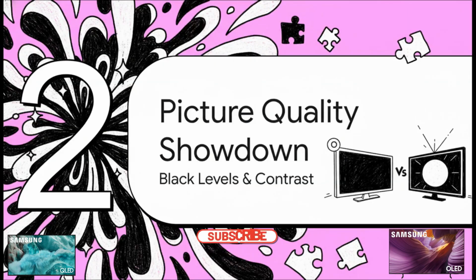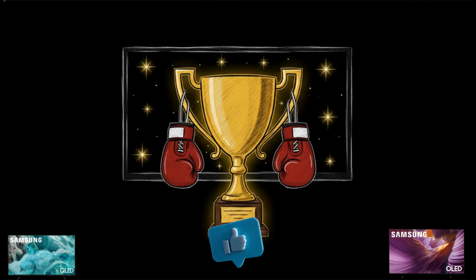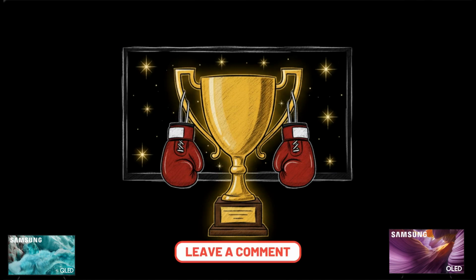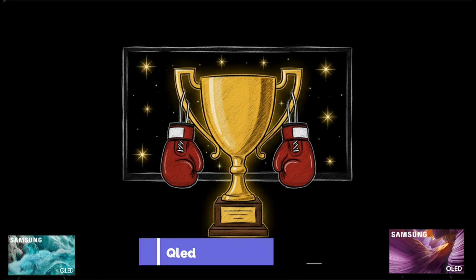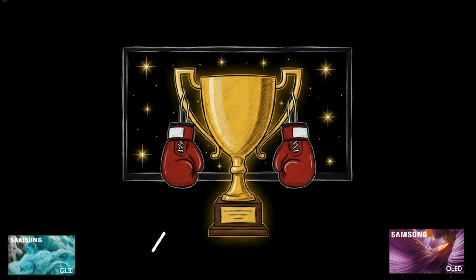Round one is all about black levels and contrast. And just about any expert will tell you, this is probably the most important part of getting an amazing picture. And boom! Right out of the gate, we have a clear winner. It is OLED, and it's not even close. You see, because each pixel is its own little light, to make perfect black, an OLED pixel just turns off. That's it. It emits no light at all. We're talking pure, absolute black.